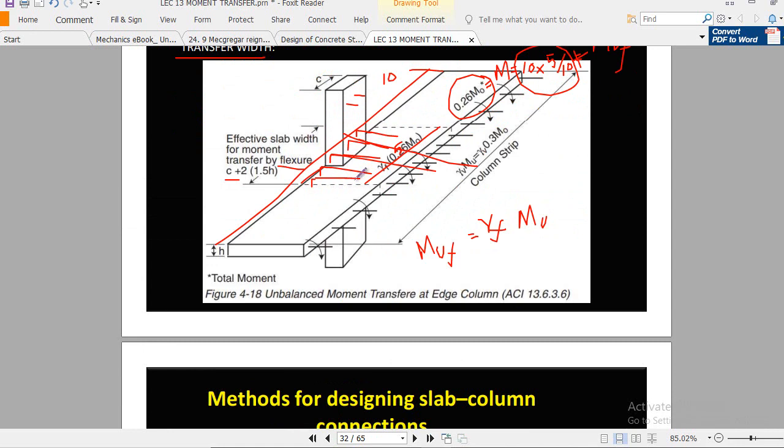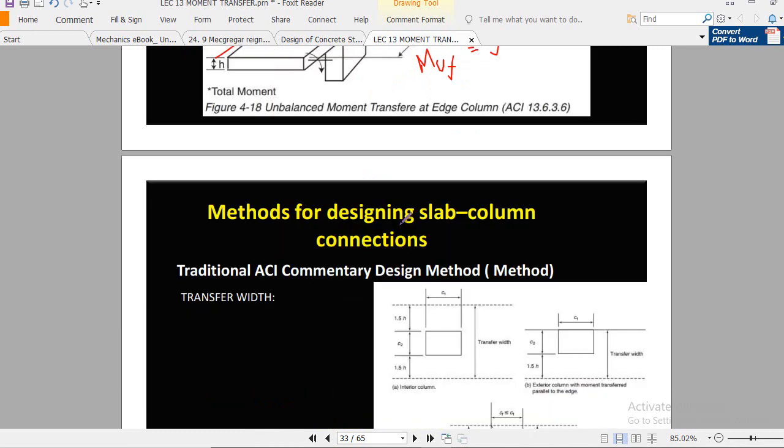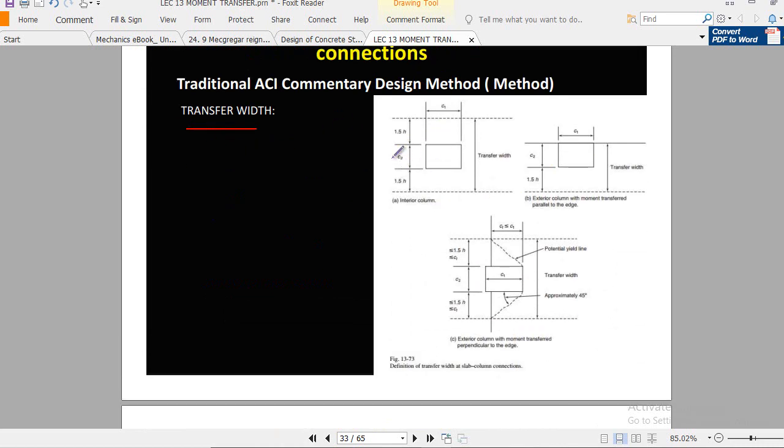I will explain this in an example, okay? But at this time you must have a concept of what is going on here, and what the transfer width is. There is some more on transfer width. You see in the case of the interior column, let's say this is C2, so 1.5 times H and 1.5 times H. This is the transfer width. You have to provide the bars within this transfer width, okay, within this transfer width, right?